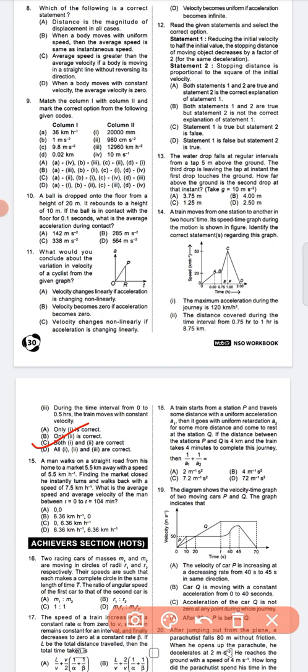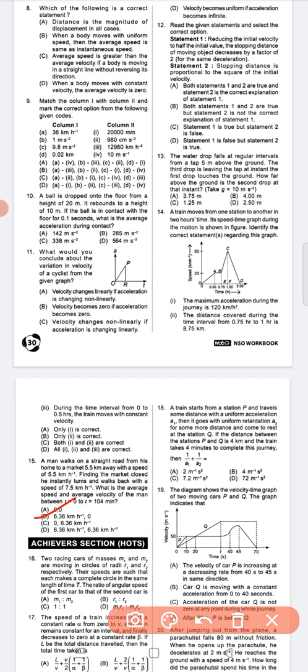Question number 15. A man walks on the straight road from his home to the market 5.5 km away with a speed of 5.5 km per hour. Finding the market closed, he instantly turns and walks back with a speed of 7.5 km per hour. What is the average speed or average velocity of the man between t equals 0 to t equals 104 minutes? So question number 15, option B is the correct answer.